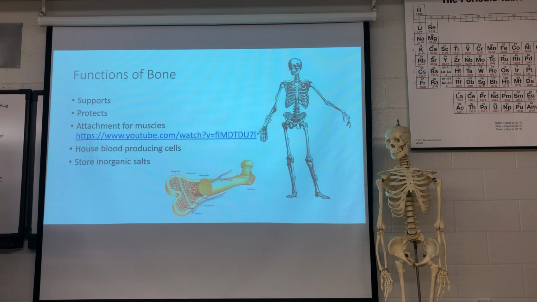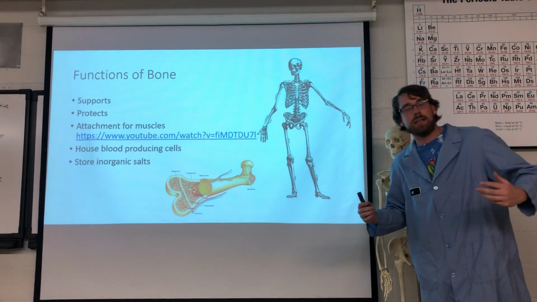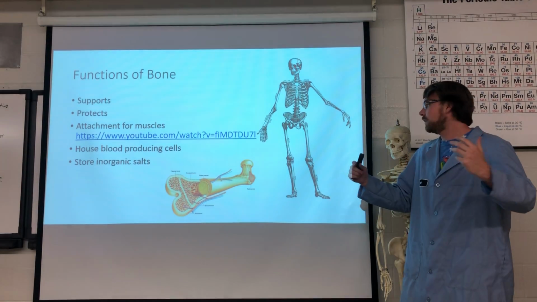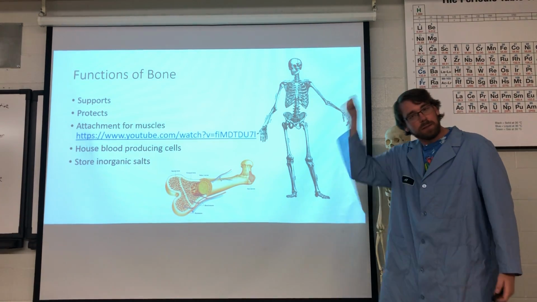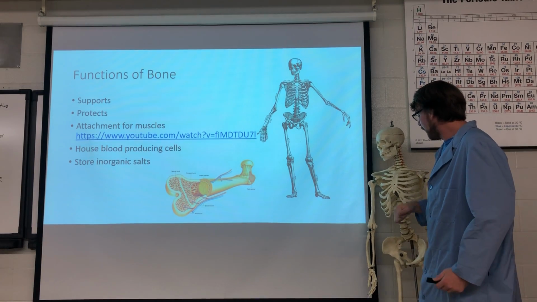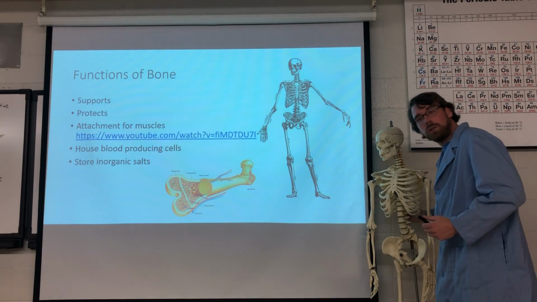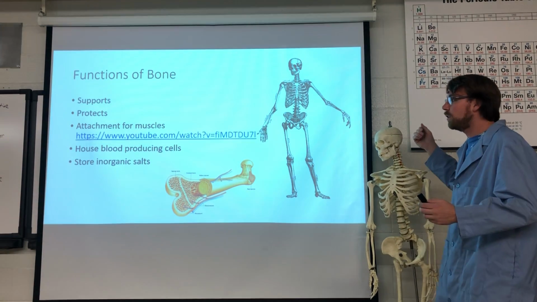So your bones have a variety of functions. They support, they protect, they serve as attachment for muscles, they house blood-producing cells, they store inorganic salts. So, your bones obviously support you. I am standing right now because my bones are physically supporting me. They protect in a variety of ways. A skull has very obvious protection. A rib cage has nice, obvious protections. Your spinal cord is protected within your vertebrae.